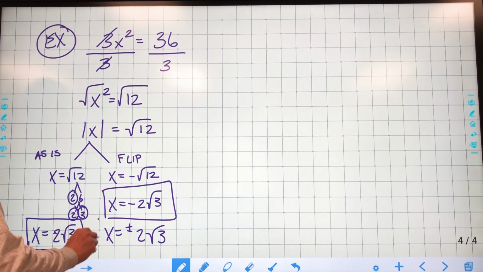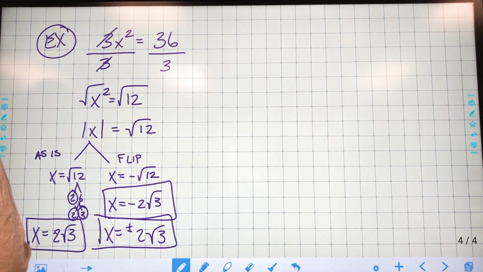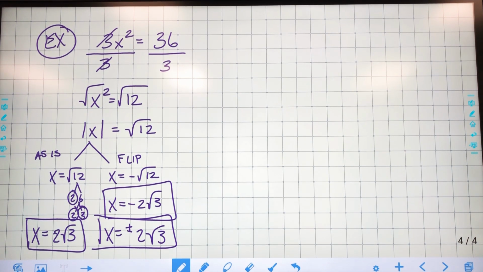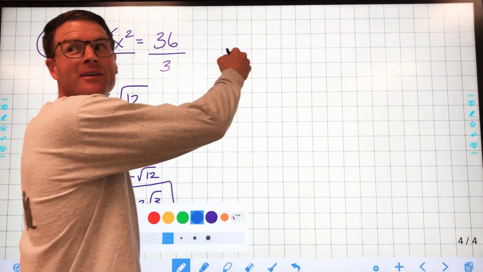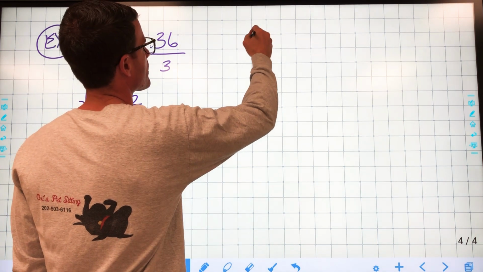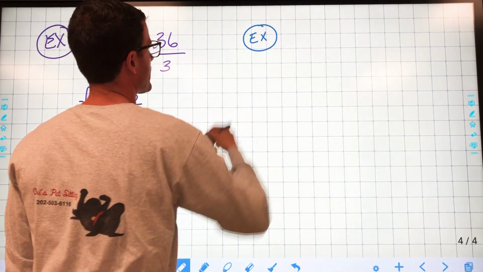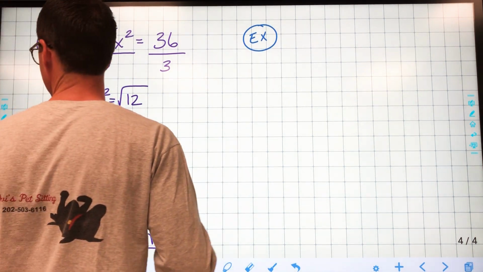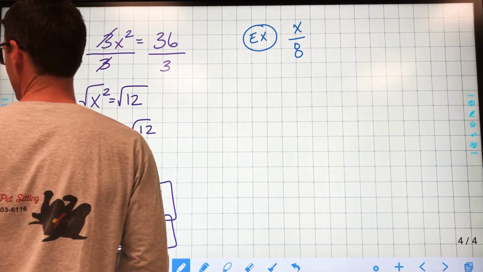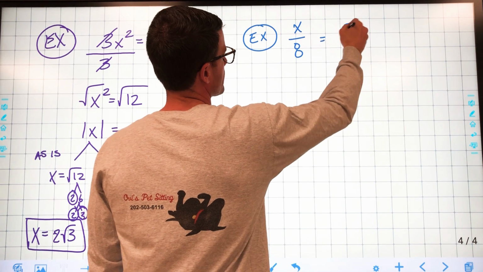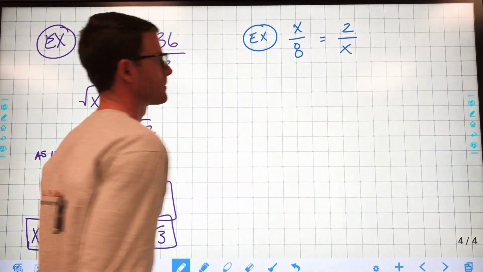All right? Yes. All right. We'll do one more example. This time we'll have a proportion. Let's change color here. This is our last one. Again, see if you can pause the video, solve it before continuing. So we have x over 8 equals 2 over x.